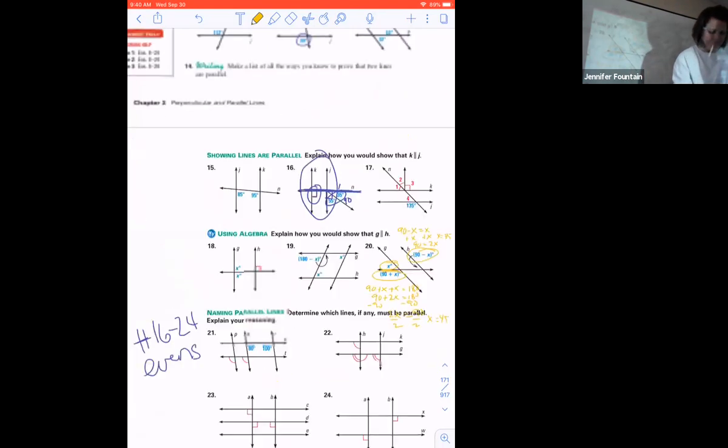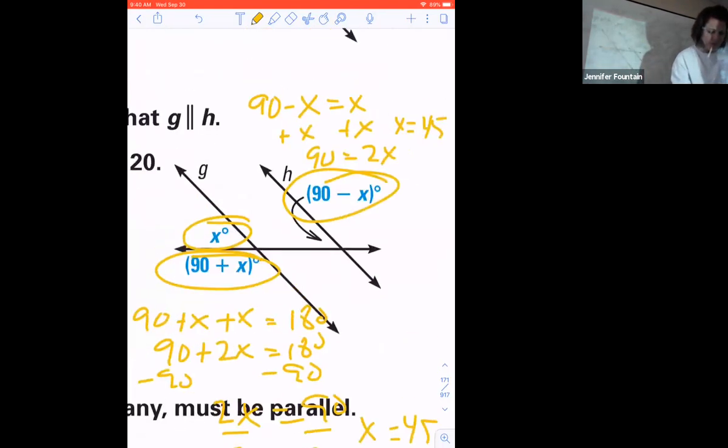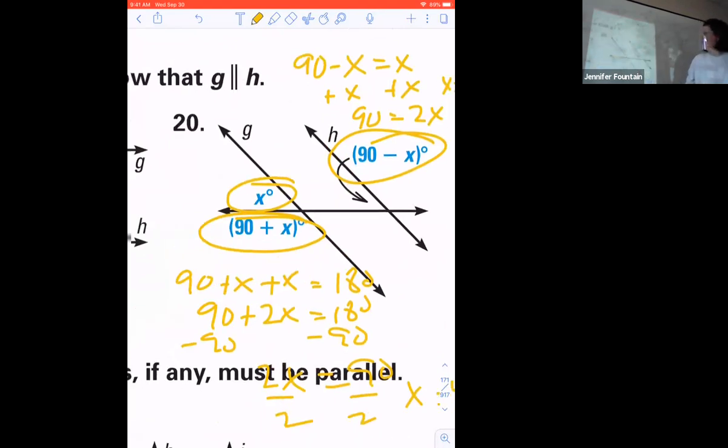How did you get 90 plus X? Because remember, if this plus this equals 180, then I have 90 plus X equals 180. Because this angle is 90 plus X, and this angle is X, I have to add them together to make 180.